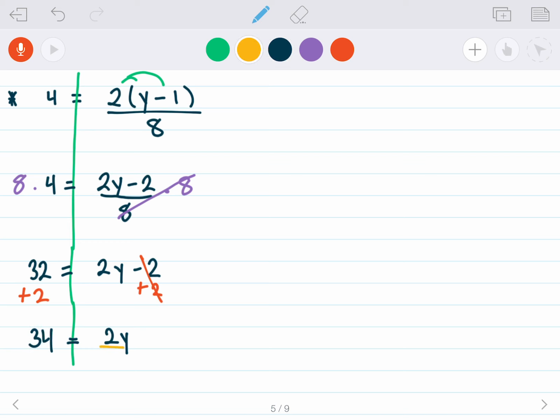Finally, I can divide both sides by 2 to get y alone. And I get y is equal to, let's see, half of 30 is 15, half of 4 is 2, so that's 17. 15 and 2 makes 17. Cool. So again, check your solution with the original equation. Make sure that's right.